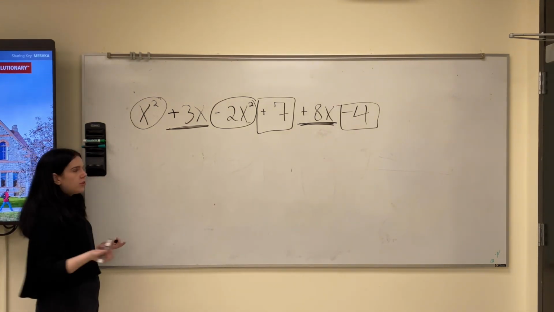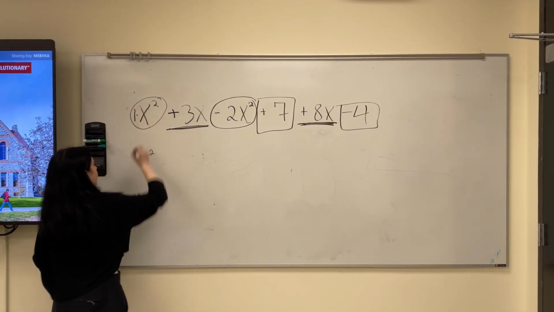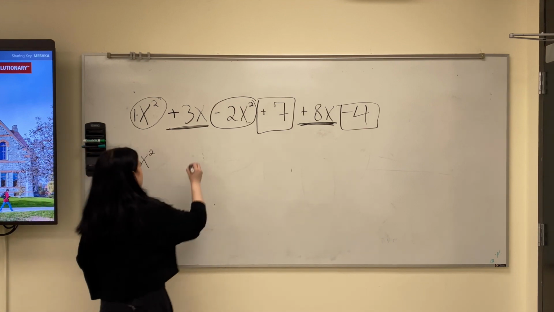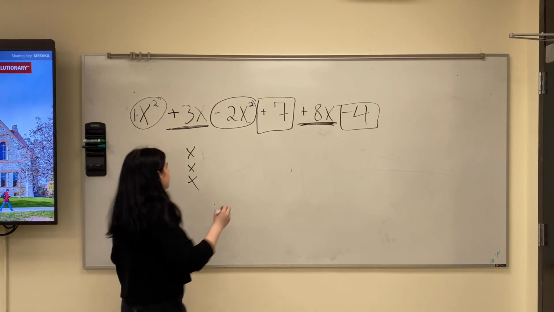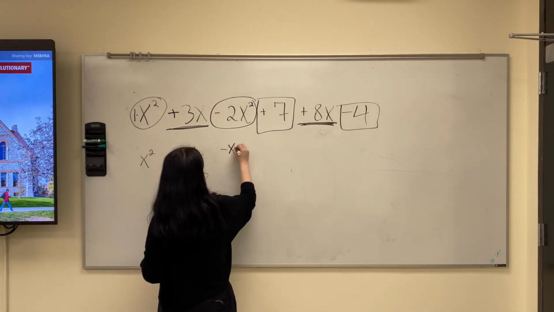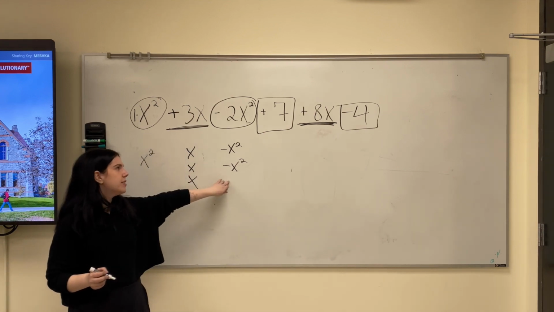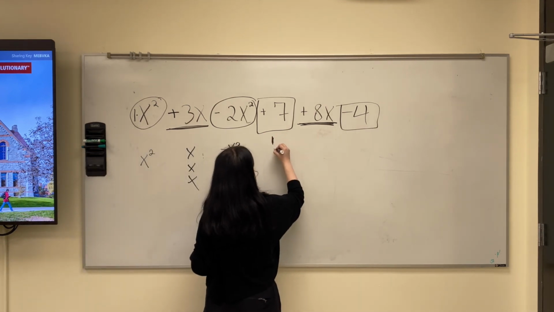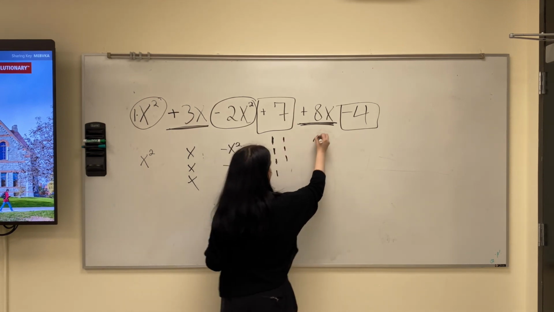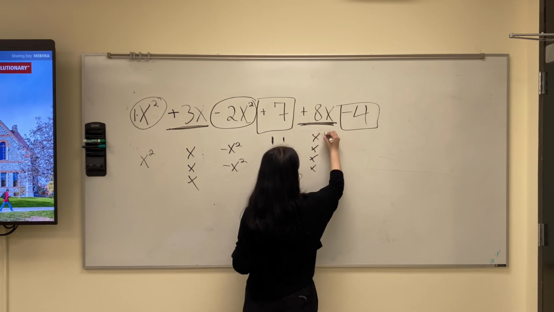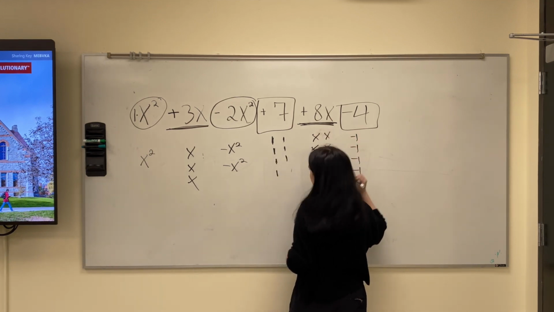We can think of this polynomial as containing a single x squared, because there's a 1 in front of this x squared. We can think of it as containing 3 x's, because of 3x. It also contains -2 x squareds, 7 1s, 8 x's, and 4 -1s.